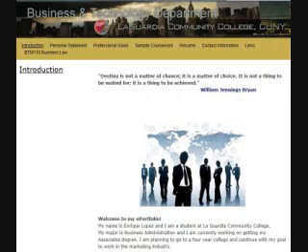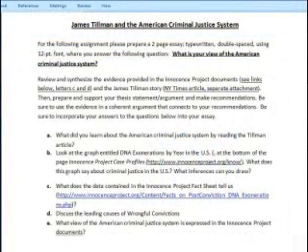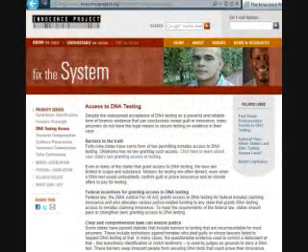One of the first assignments that I had students prepare and post to their ePortfolios was an assignment that asked them to discuss their views of the American criminal justice system. They were asked to research the case of James Calvin Tillman, an individual who spent 17 years in prison and was ultimately exonerated after spending those 17 years through the use of DNA evidence.